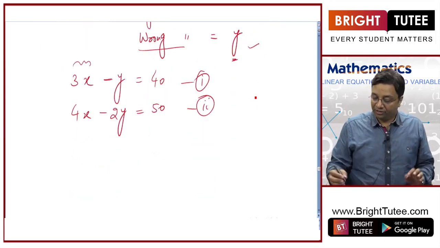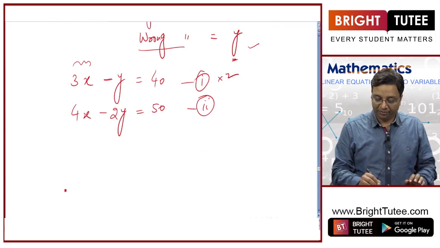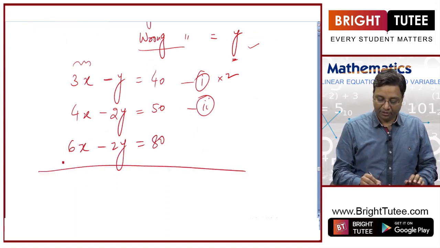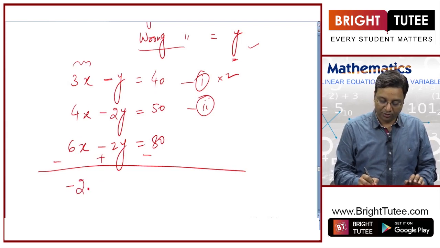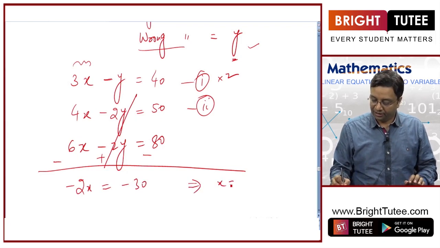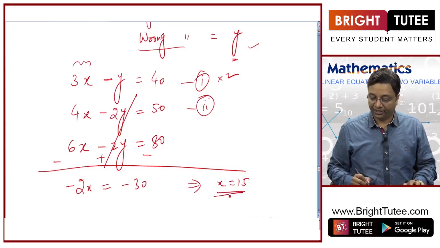Now I'll again do it with elimination method. I'll multiply it by 2. So it will give me 6x minus 2y equals 80. Now I'll subtract, minus plus minus. This will give me minus 2x. This will get cancelled, minus 30. Hence x is equal to 15, right.